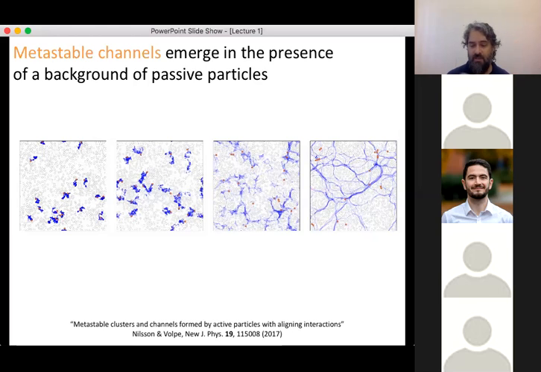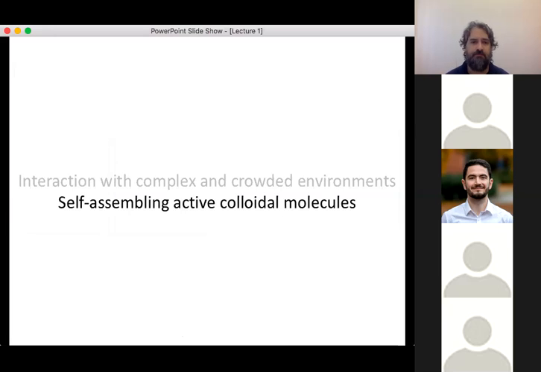The key point was exactly what you mentioned, to get also the passive particles to interact with the active particles according to the same rule. That's why we could get the channels. So that's really the fundamental thing that you need to put in this simulation to get this effect. So very good point. Okay, let's go to another example.